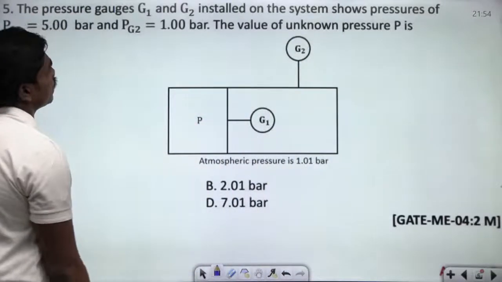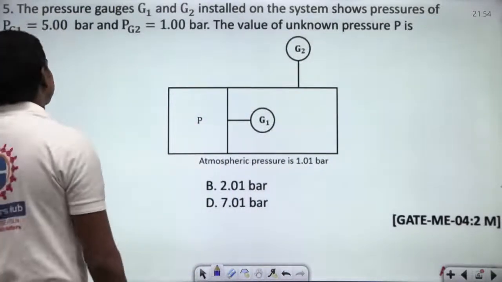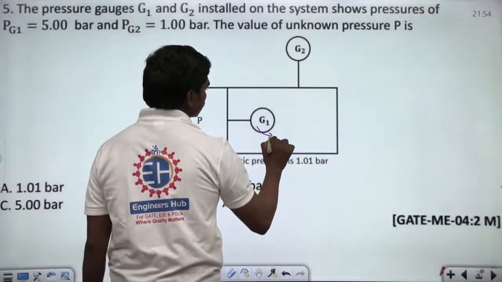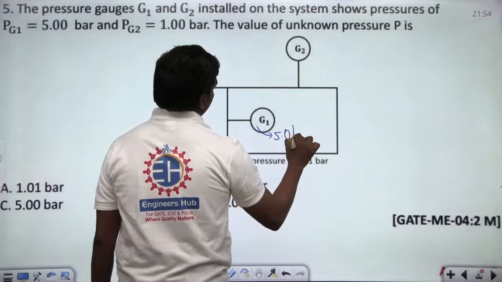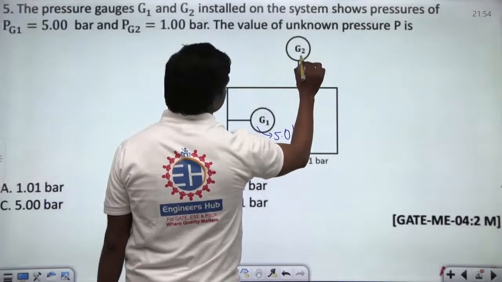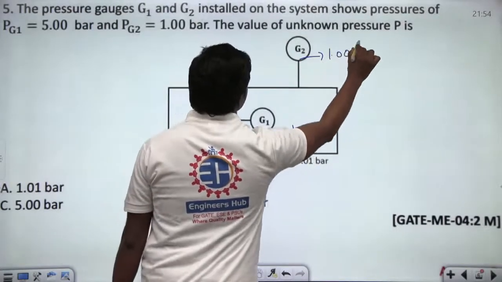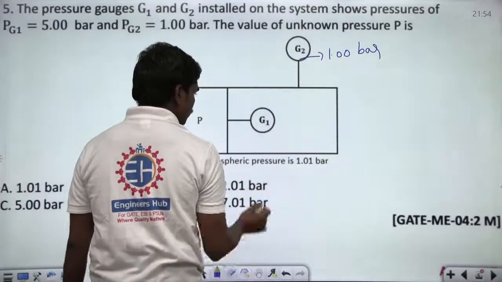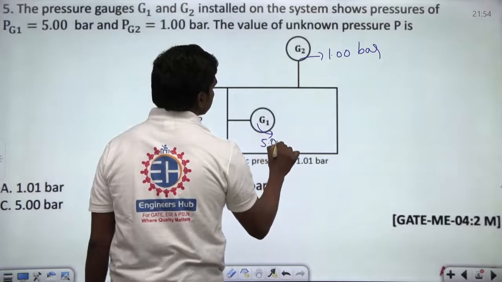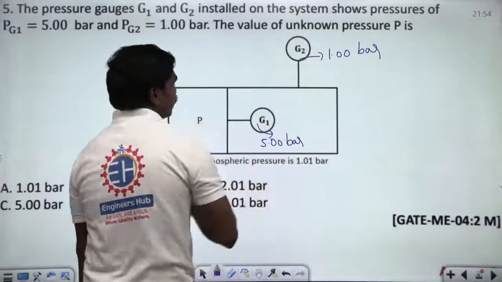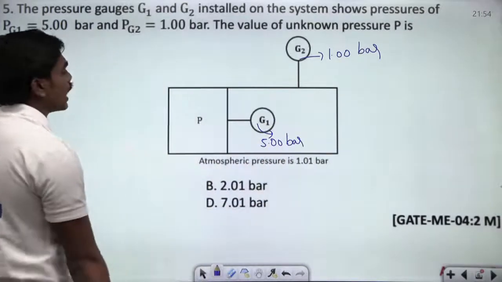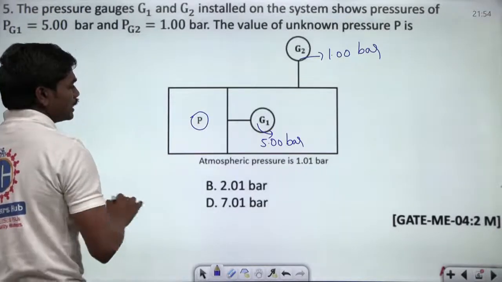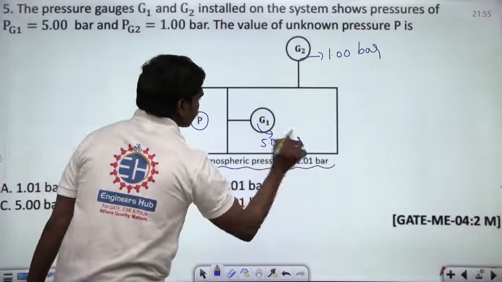The pressure gauges G1 and G2 installed on the system show the pressures of Pg1 equal to 5 bar. So this gauge is reading 5 bar. And what about this gauge reading? This is reading 1 bar, 1.00 bar. Okay, fine. And I think this is also 5.00 bar. Okay, fine. So now the value of the unknown pressure P, and it's clearly given atmospheric pressure is 1.01 bar.